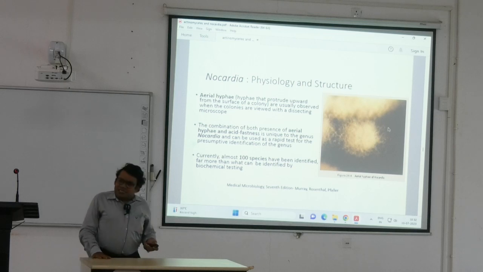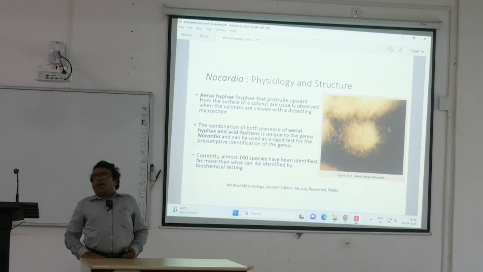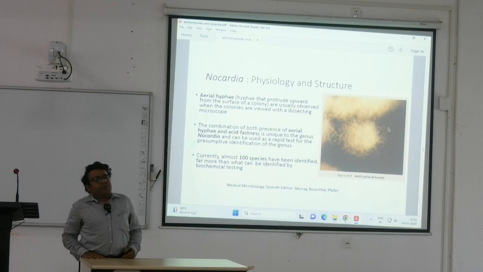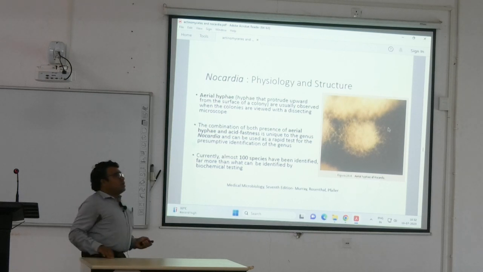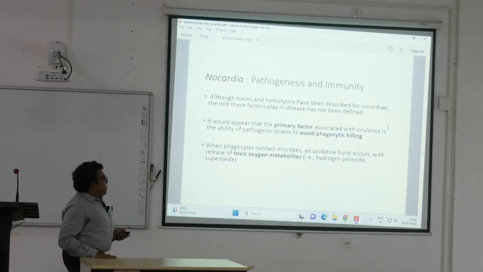There are many species of Nocardia, and although some of them can be differentiated based on biochemical analysis, exact identification is very difficult. Proper identification can be done based on either a nucleic acid amplification test or MALDI-TOF analysis. That is generally not done.